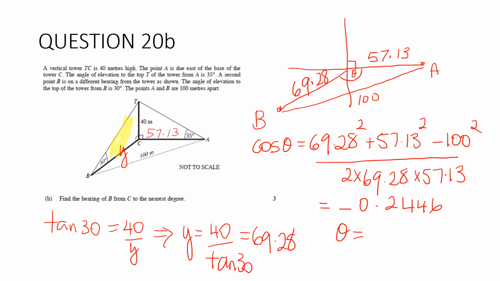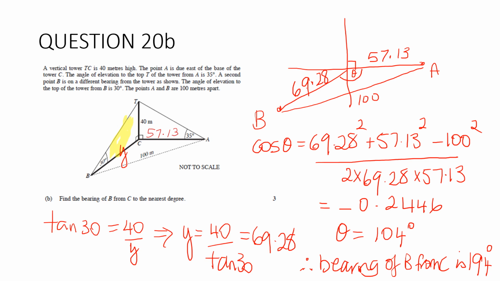Now we want that to the nearest degree. So therefore, the bearing of B from C is, add 90 to that, 194 degrees.